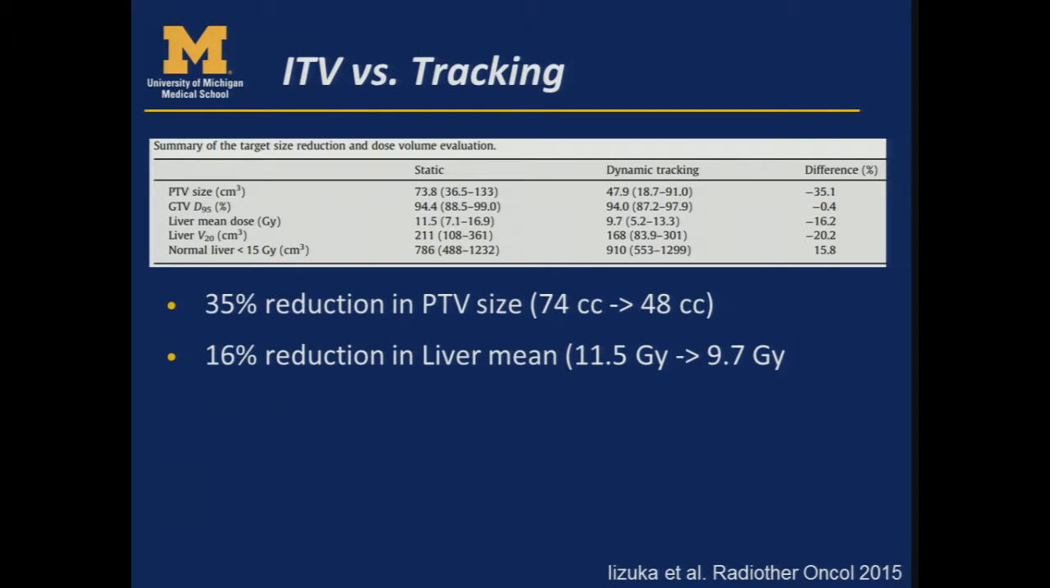They looked at the changes in PTV size and liver dose in this study, and what they saw is about a 35% reduction in PTV size using the tracking technique, so median tumor size 74 to 48 cc, and also a 16% reduction in the mean dose to the liver, which we know can correlate very well with radiation-induced liver disease and toxicity.